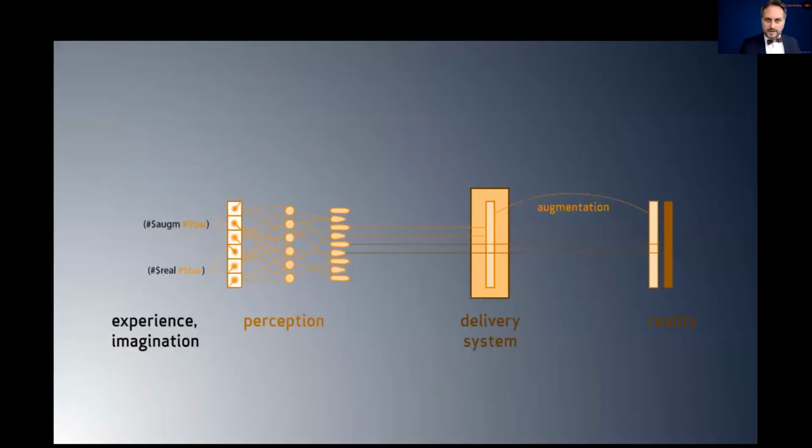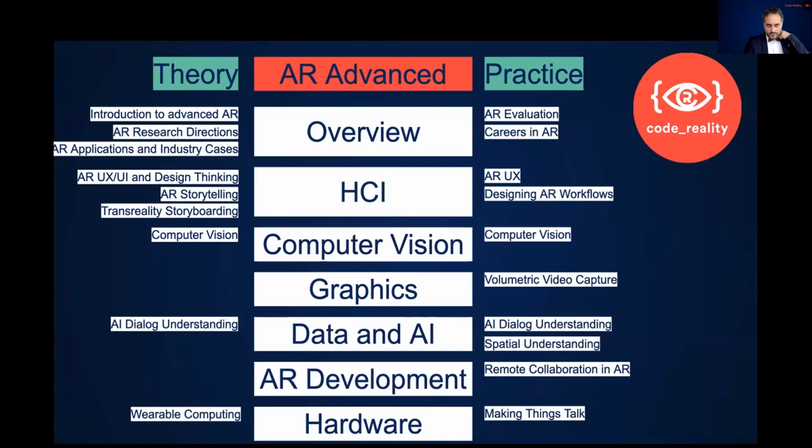And if we compare that now with the advanced course, then you see that it covers more areas. It covers also data and AI and hardware. Of course, it also has an introduction, but on a deeper level. Of course, it also has research directions, but on a deeper level. And more overview on case studies. Then on the HCI methodology side, it's much deeper on UX, UI engineering and design thinking, storytelling, transreality storyboarding, as well as the in-depth computer vision lecture and tutorial, and similarly one on AI dialog understanding.